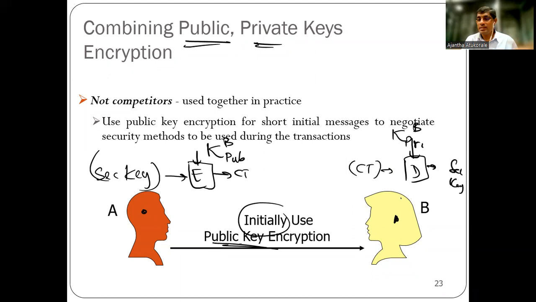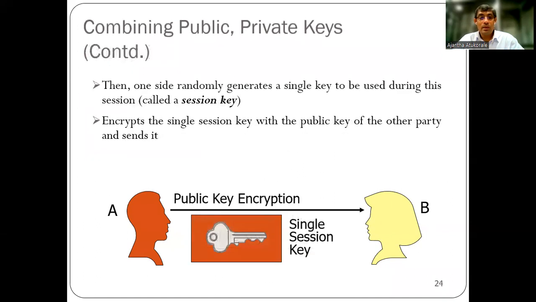Now we can use the secret key. Instead of the public and private keys, we can use the secret key for communication. Only these two will know it, because this cannot be decrypted by anyone else. Only B can do that. That's why it's a compromise between these two. That is what we call a session key, or single session key. So the session key concept comes with that.